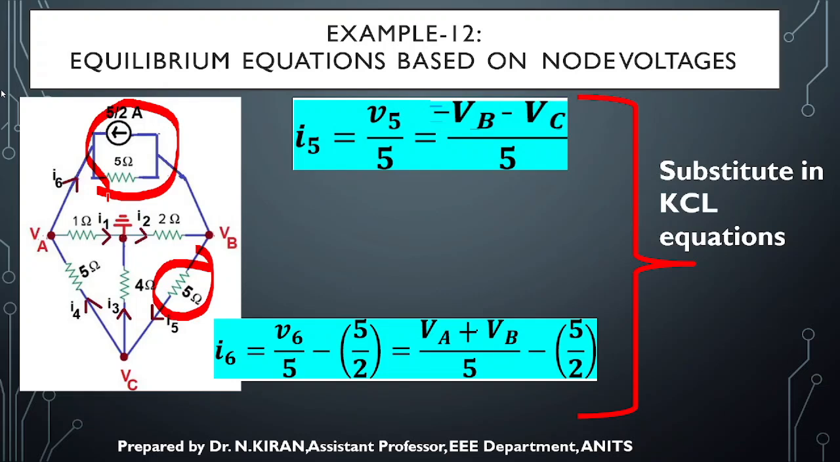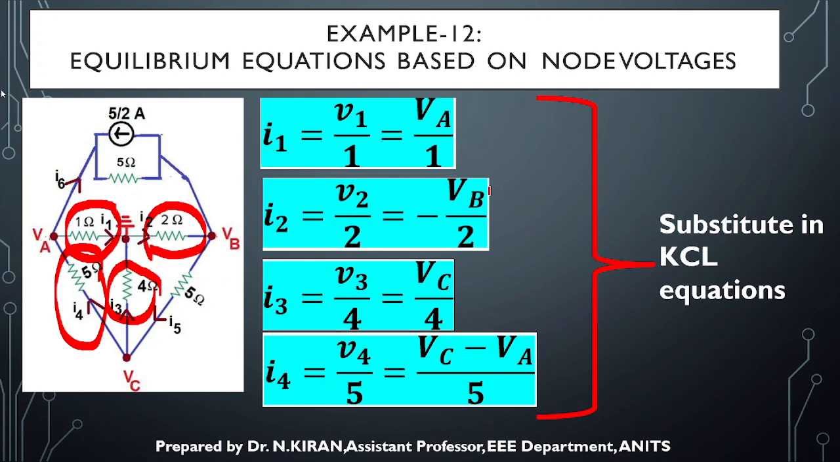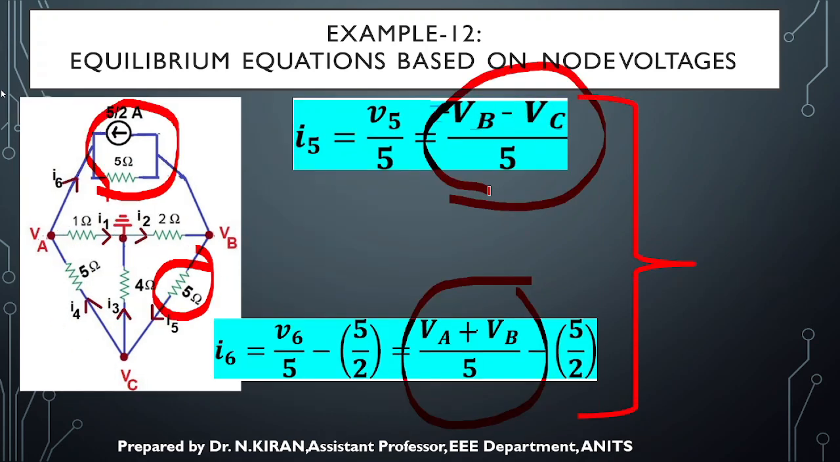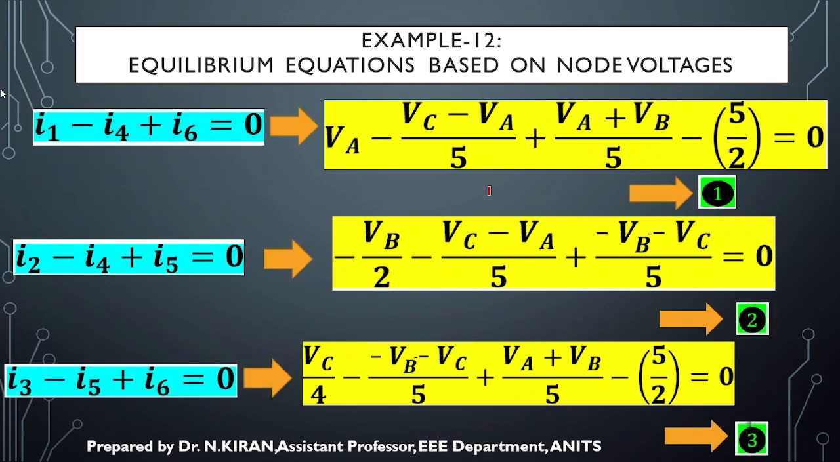We already know the relation between node voltages and branch voltages. Using that relation, we can write these in terms of node voltages VA, VB and VC also. All these 4 equations and these 2 equations that you obtained, we need to substitute in the KCL equations. The KCL equations, we already know, are I1 minus I4 plus I6 is equal to 0, I2 minus I5 plus I6 is equal to 0, I3 minus I5 plus I4 is equal to 0.